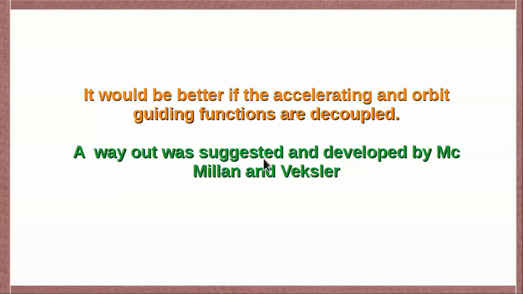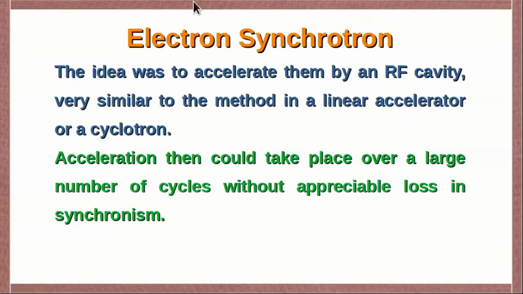A way out was suggested and developed by Macmillan and Veksler. So that resulted in what is known as the electron synchrotron. The idea suggested by them was to accelerate the electrons by an RF cavity, which is very similar to the method in a linear accelerator or a cyclotron. The acceleration then could take place over a large number of cycles without appreciable loss in synchronism.